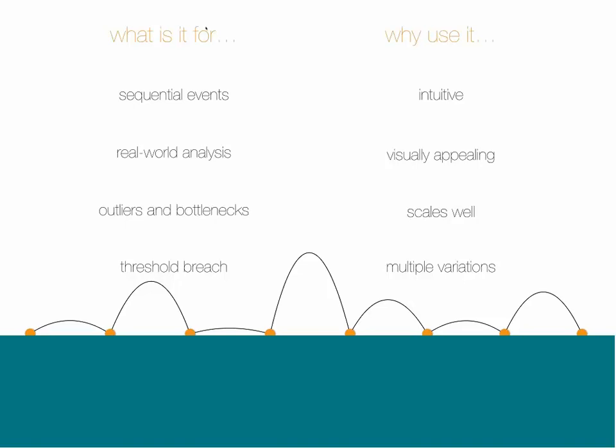Obviously, we showed off that we think things are fairly visually appealing with regard to outliers and bottlenecks, that they show up easily and well in a jump plot diagram, and that threshold breach seems to be a good use case for jump plot as well.